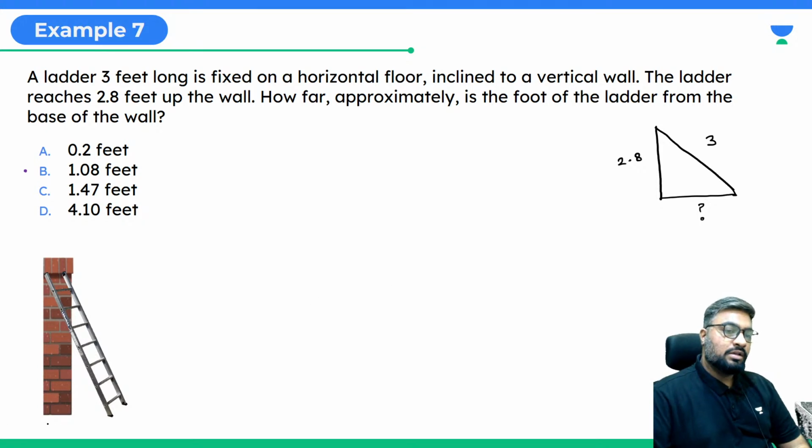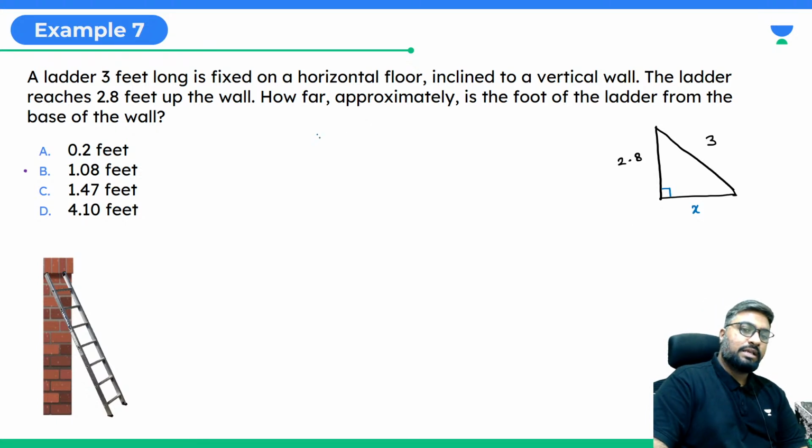So what do we do? Pythagoras theorem. Yes, तो ये क्या है, this is x according to Pythagoras theorem, because this has to be vertical, that means this is 90 degrees, है ना, vertical है मतलब क्या, 90 degrees. So what happens, x square should be equal to 3 square minus 2.8 square.